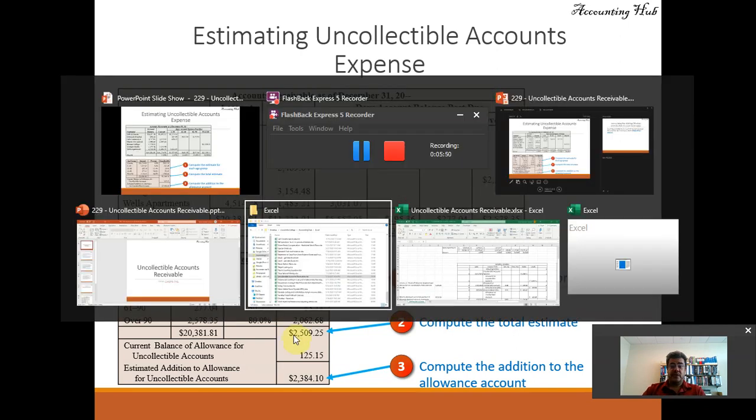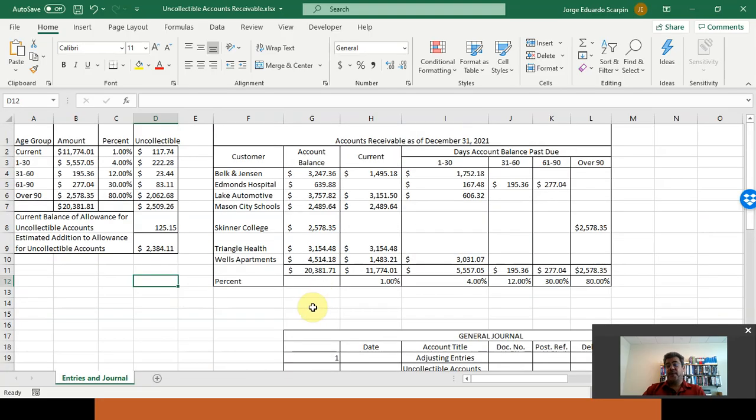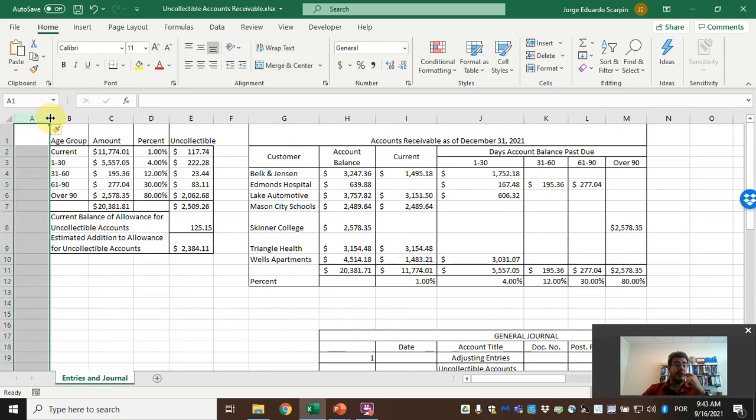We will do it on Excel. So guys, remember, all our Excel files are free, and the link to download them is in our video description. Let me just add a column here.